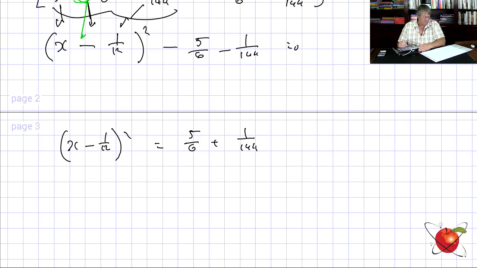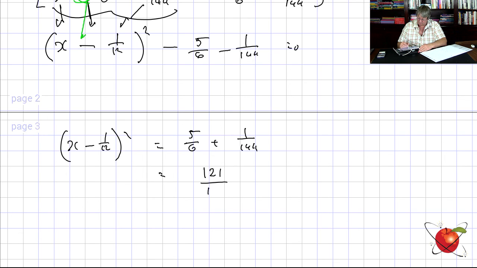And I tell you what, let's add those together. Once again, use it, okay? It's actually quicker than trying to work it out by doing equivalent fractions and so on. Eventually, you end up with 121 over 144. All right? Perfect square. We'll get to that in a few minutes.